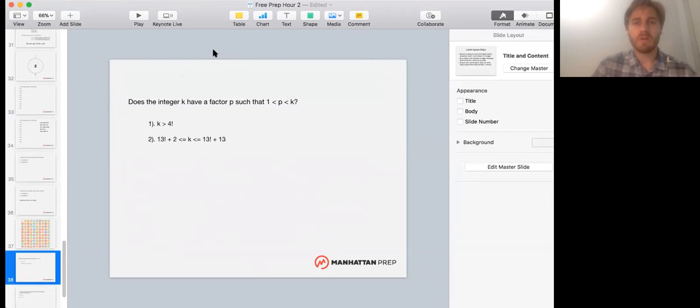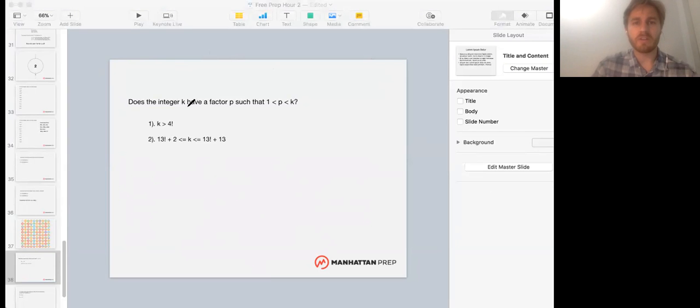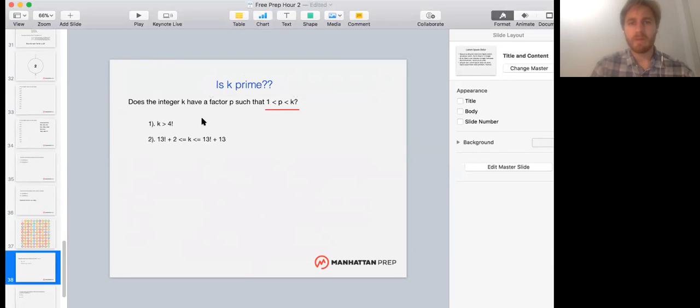So this question, does the integer k have a factor p such that 1 is less than p is less than k, is really asking, is k prime? That's really all that's asking. If k doesn't have a factor p between 1 and itself, then it's prime. That means its only two factors are 1 and itself. So this question is just asking, is k prime? In fancy language, the GMAT loves to do that.